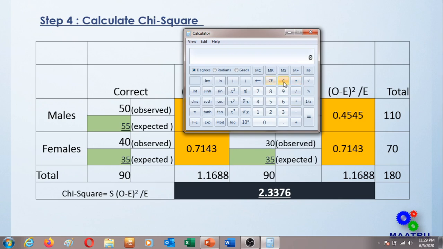We check and calculate again. 30 minus 35 or 35 minus 30, anything can be done, like in the last step where we have already done it in reverse. Divided by expected, that is 35. Same value.